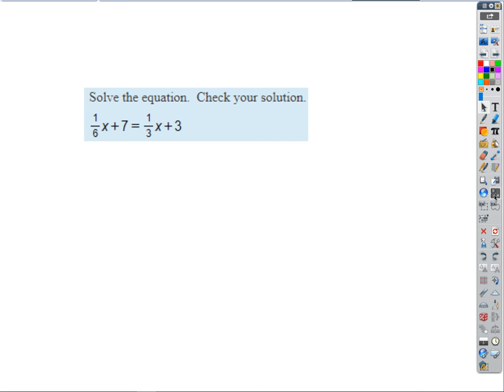What can we do? Okay, we could write the 7 as a 7 over 1 and the 3 as a 3 over 1. And then we got everything as fractions. But my goal here is, can we do something to eliminate the fractions so this becomes a problem more like the first one? It's easier to deal with.